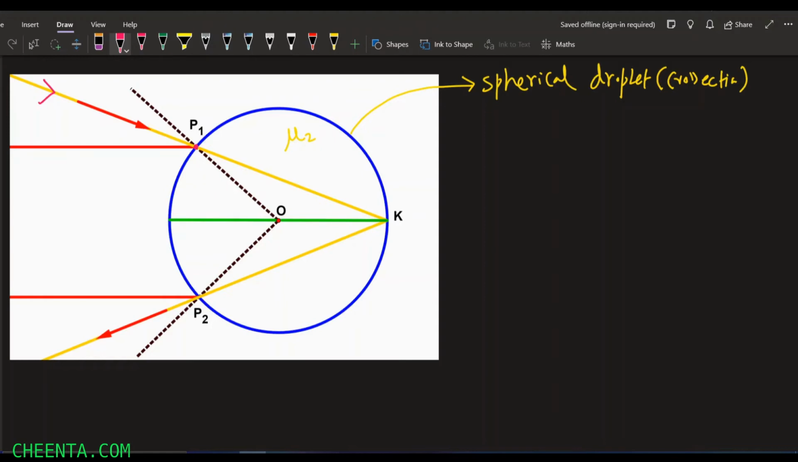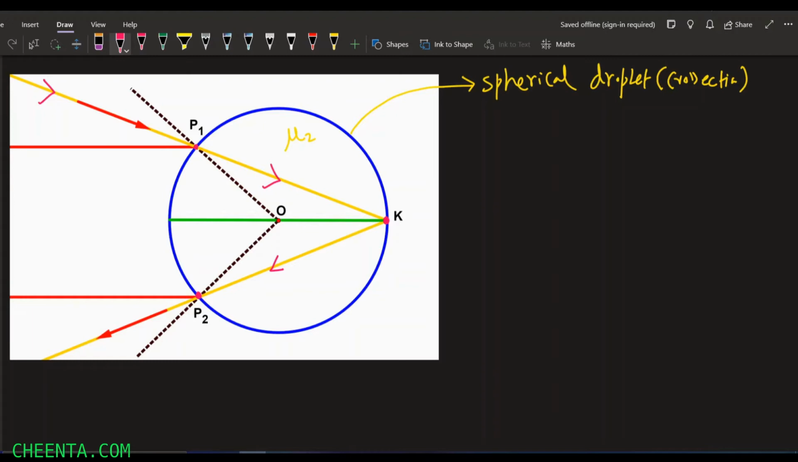So the ray is incident on the droplet and it goes inside, and then it reflects from the point K inside the droplet. There is a single reflection, so it is a primary rainbow. Then it goes in this direction and again is incident on the point P2, and then it refracts outside the droplet.